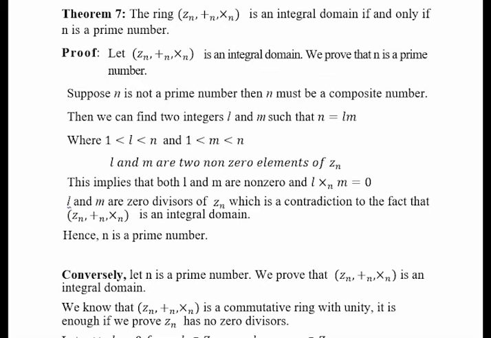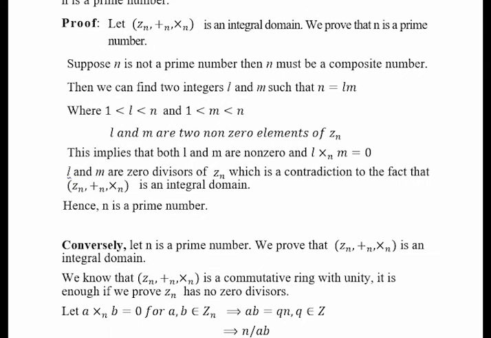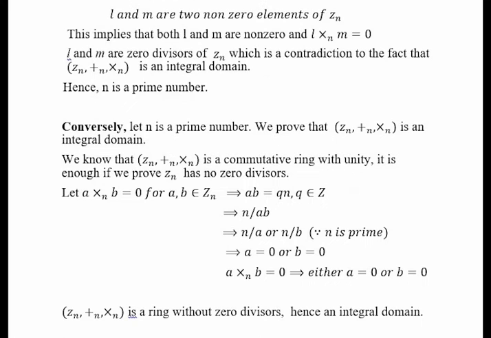Conversely, let us assume that n is a prime number. Then we have to prove that Zn under addition and multiplication modulo n is an integral domain. To prove this, it is enough to prove that Zn has no zero divisors, because Zn is already a commutative ring with unity.